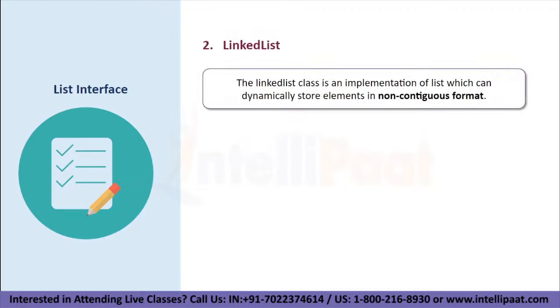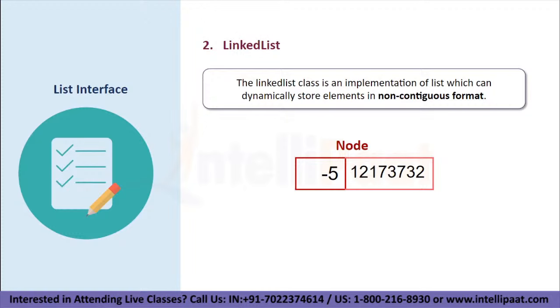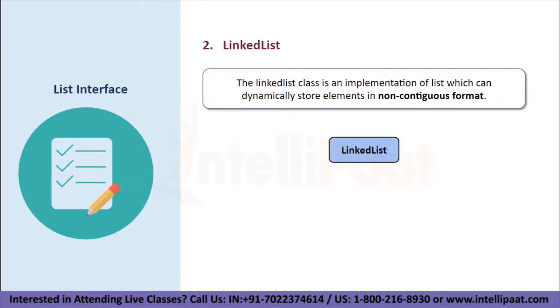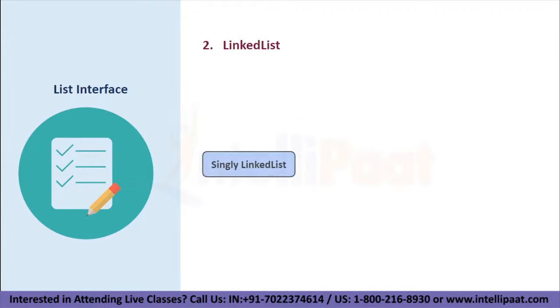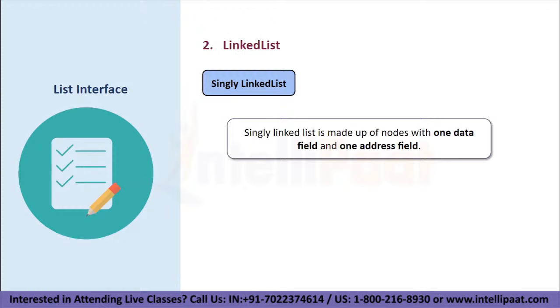The linked list class is again an implementation of list which can dynamically store elements in non-contiguous format. Basically, it's made up of two fields, a data field and an address field. The data field stores the elements, whereas the address field stores the address part of the next node. There are two types of linked list we have, namely singly linked list and doubly linked list.